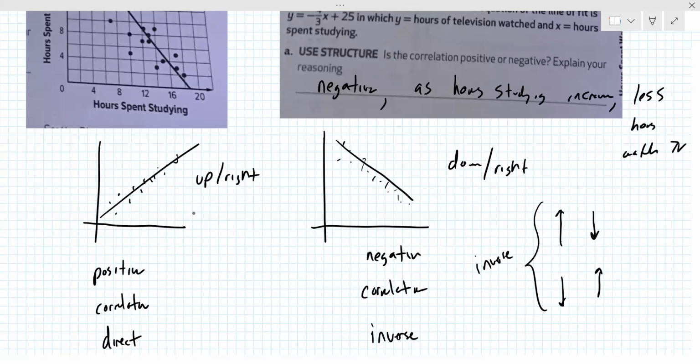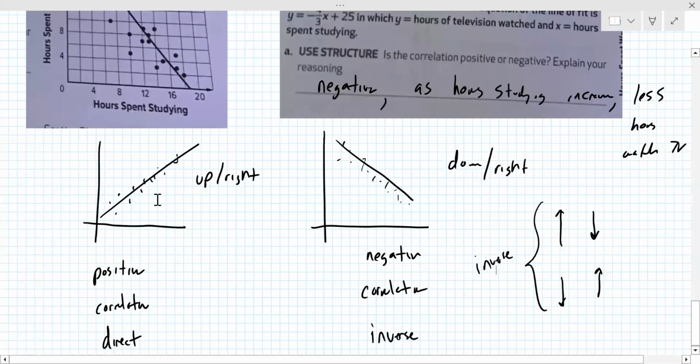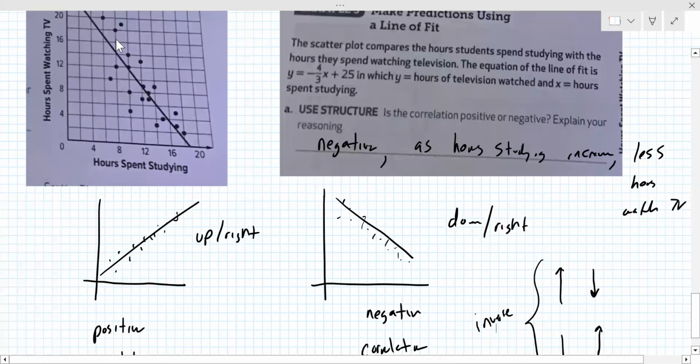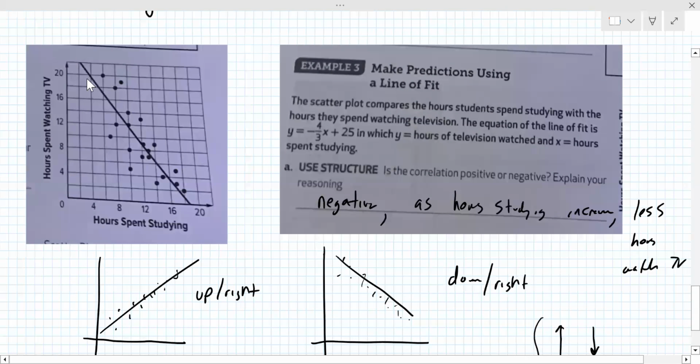The other way you can remember it, if you're like, man, I'm not sure I remember all that, is look at the slope of this line. Is the slope of this line positive or negative? Negative, and that's the correlation. Slope of the one going up and to the right is positive, so it's positive correlation. That might be an easier way to remember or think of this.